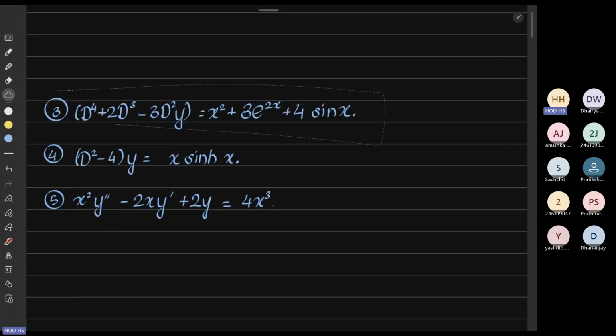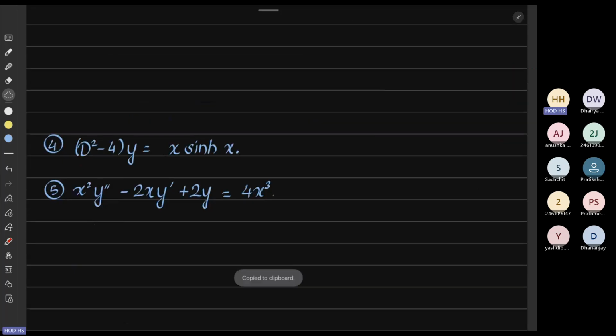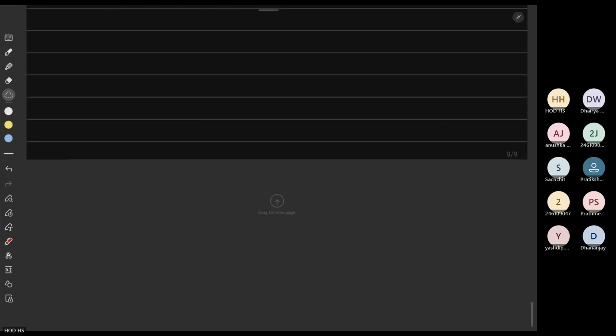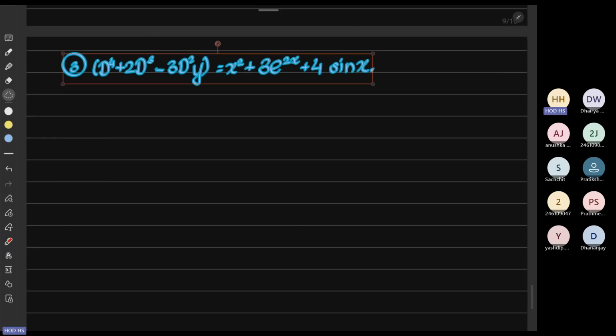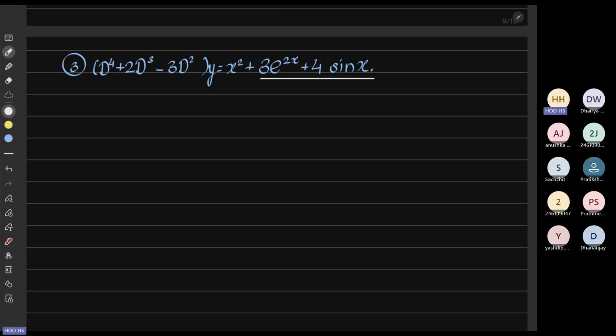So consider this example. We have (D⁴ + 2D³ − 3D²) y = x² + 3e^(2x) + 4 sin x. Okay, this y should not be here, y should be outside. I will leave calculating the particular integral for the latter parts for you guys as an exercise. I'll just calculate for this x² during this question.